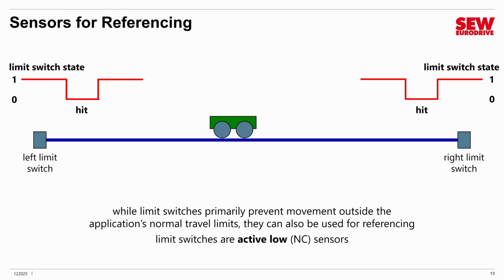All you do is you run until you bump into the limit switch, then back away from it, and at that point you're referenced. Remember this, limit switches are active low sensors, so they will be high when you're not touching them, and they will go low when you hit them.